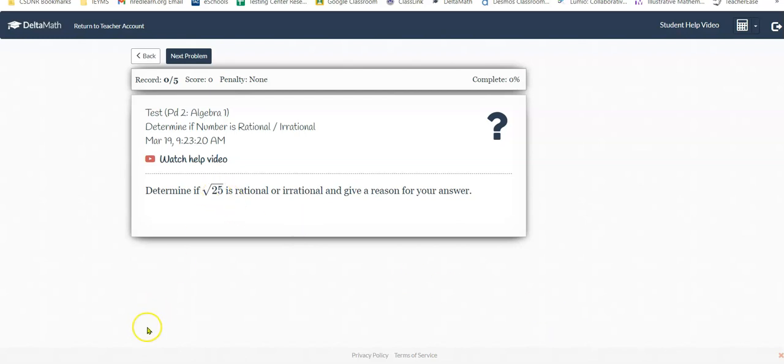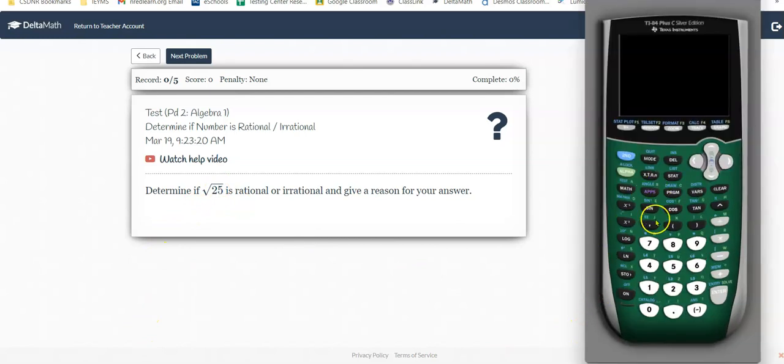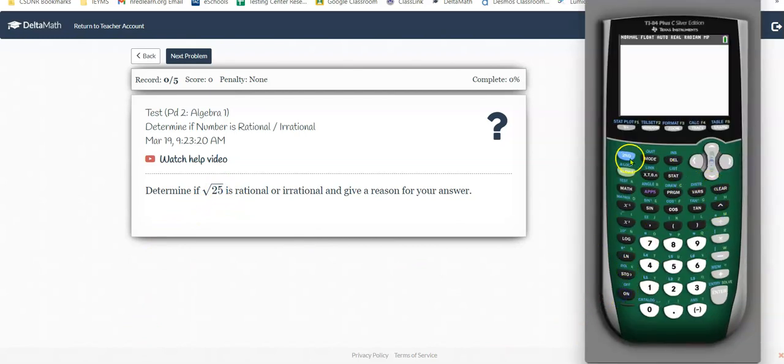So if you don't have this memorized, the square root of 25, you can always turn your calculator on, and you can press second x squared, type the square root of 25, and if you get a whole number, that makes it a perfect square. Perfect squares are rational.